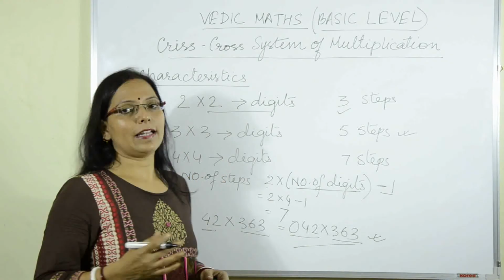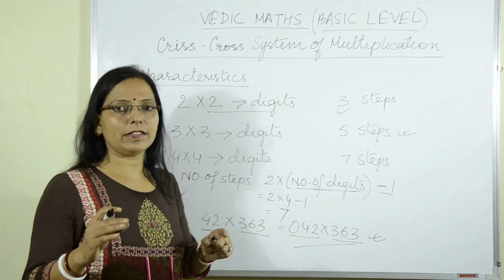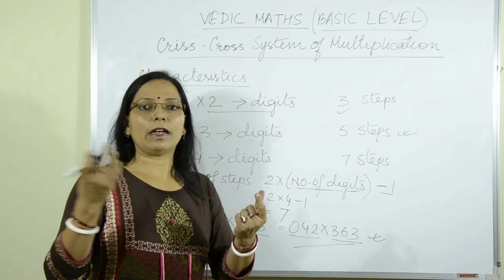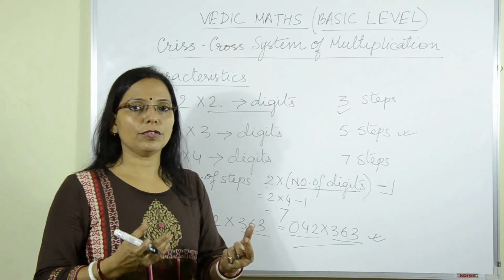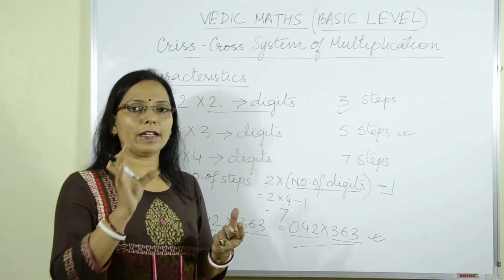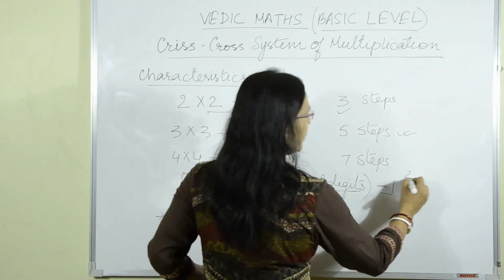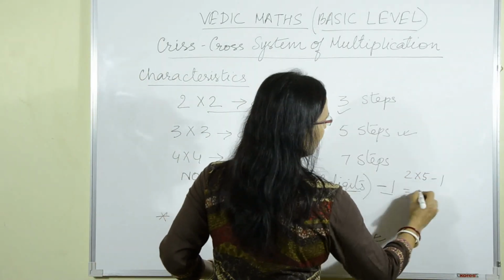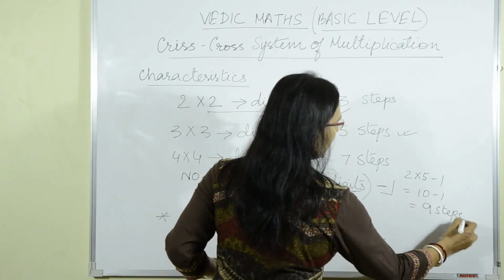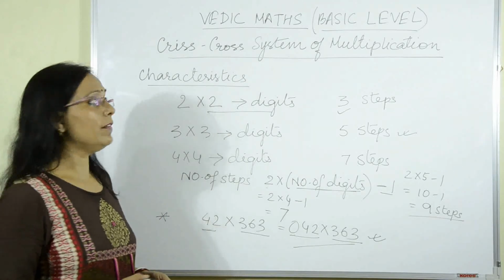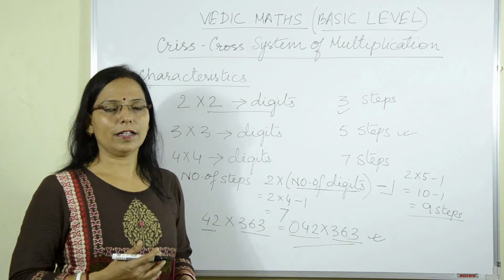Okay. Now this technique is a general technique where we can make the number of digits equal. If a 3-digit number is multiplied with a 5-digit number, you will obviously have to add 2 zeros on the left hand side so that you can make both the numbers 5-digit numbers, and then how many steps will be involved? 2 into 5 minus 1, that means 10 minus 1, that is 9 steps. So 9 steps will be involved. So in this way we can solve the multiplication sum by the Vedic rule.